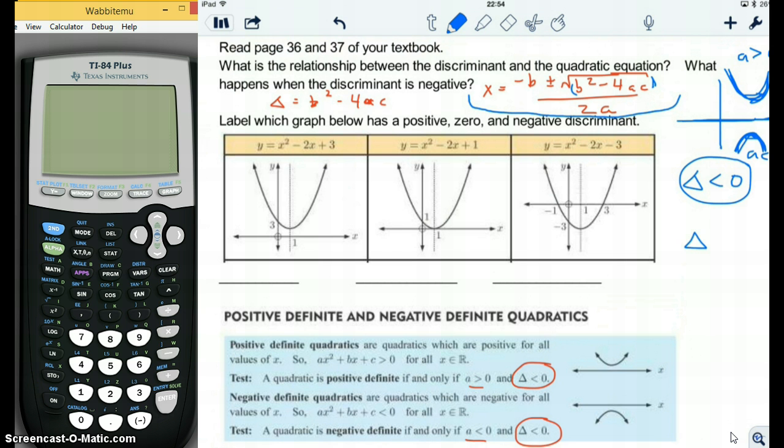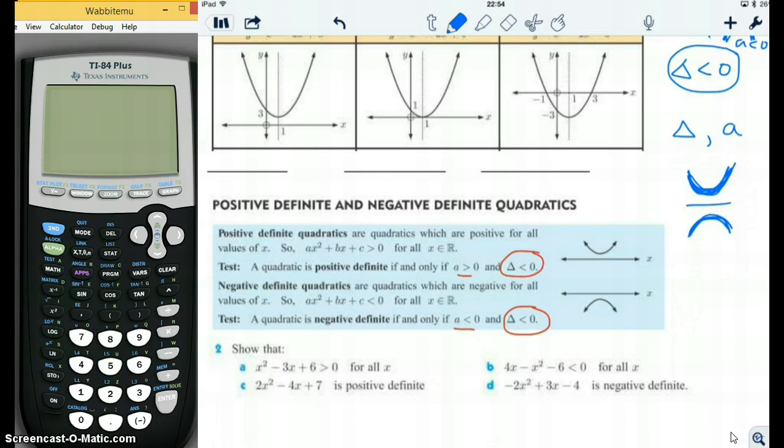Okay, so we just look at the delta and we look at the a value, and we can tell if it's a parabola that's floating above or a parabola that's floating below. A parabola that's floating above is always y positive, and that means that it is positive definite. If it's below, it is always negative, and that means it's negative definite.